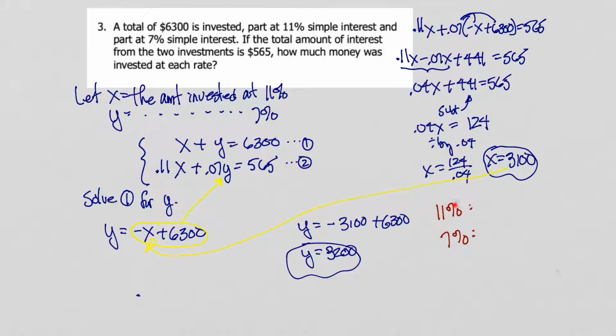The 11%, let's go back. The 11% right up here, that was our x value. So where's our x? What did we get for x? Way back over here. We got 3,100. So we put 3,100 into the 11%. And then, what is the 7%? Well, the 7%, follow it up here. The 7%, that was our y. But y, we got right down here, is 3,200. Sure enough, you add those together, we get 6,300. I think we have it.